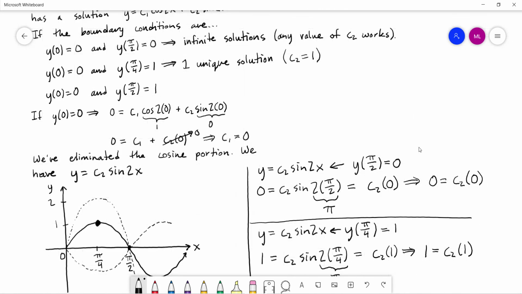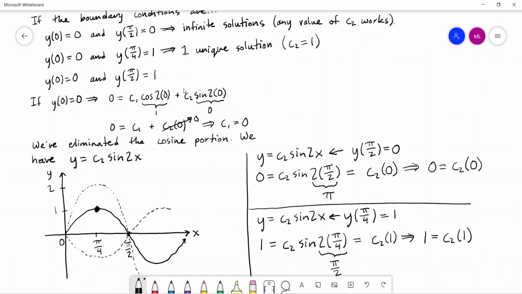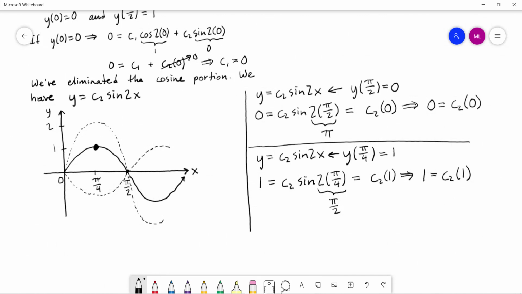Last one. What happens if I say I'm looking for the sine curve, because again, that's what this one eliminates, the cosine part, so we've just got a sine curve. But I want the one that goes through y of pi over 2 equals 1. So that's telling me that when x is pi over 2, the y value needs to be 1. It needs to go through this point. How can I get a curve that goes through this point?